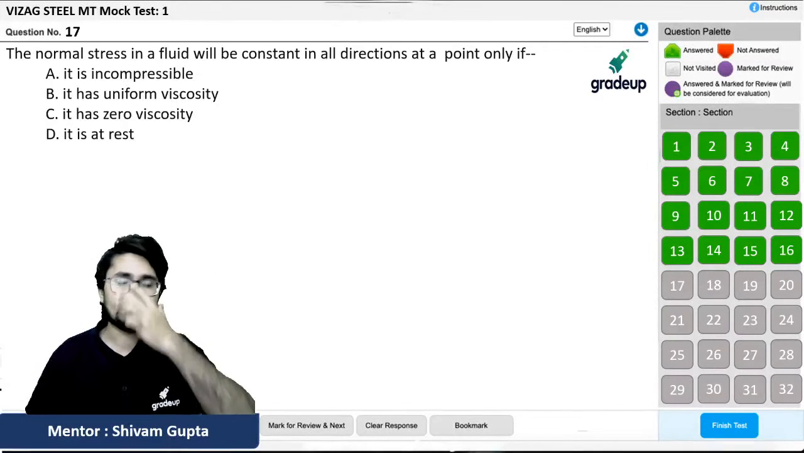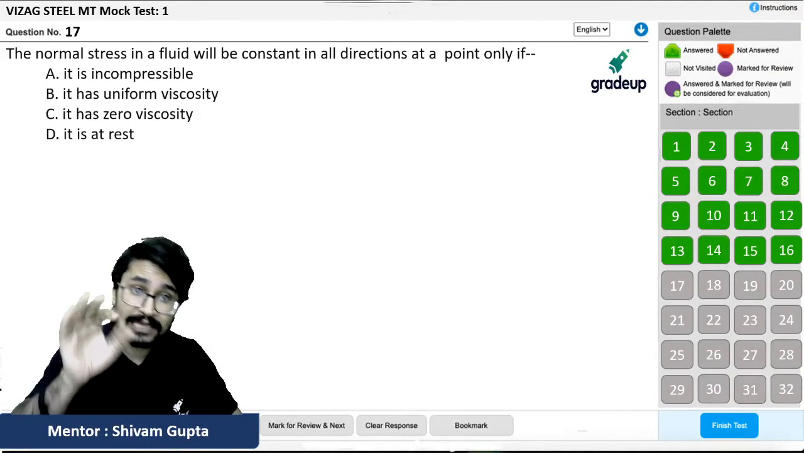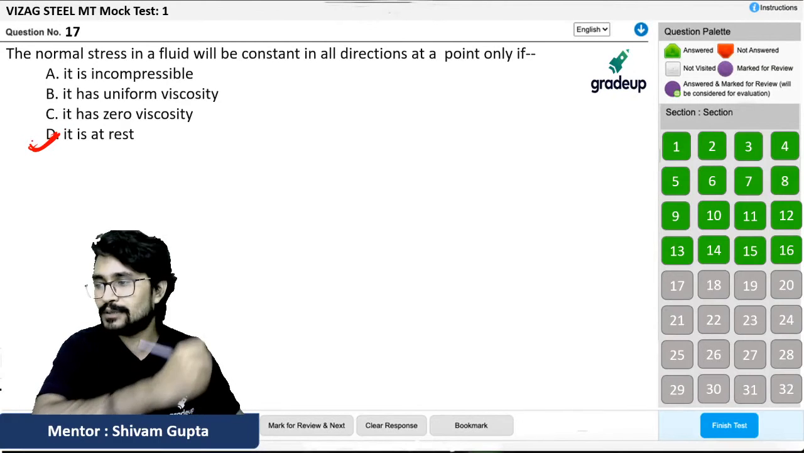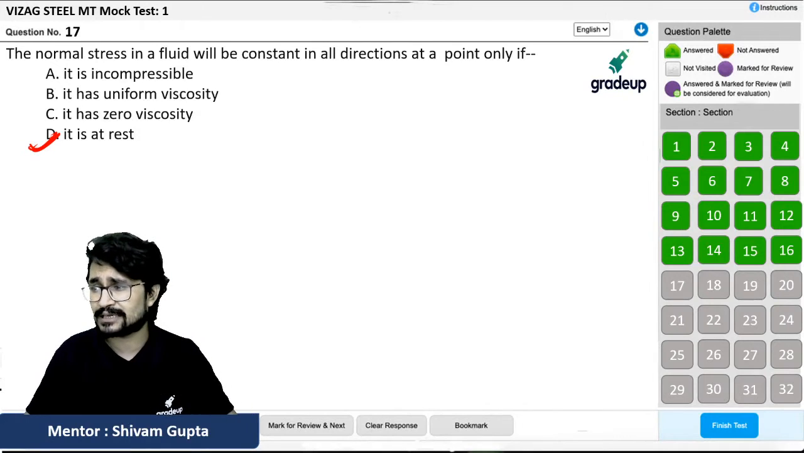Normal stress. See, we can see the normal stress in the fluid if the fluid is at rest. So the answer will be option number D. Option number D is absolutely correct.